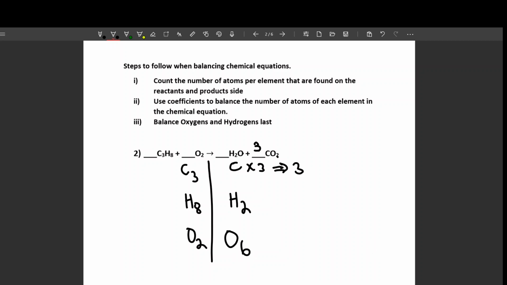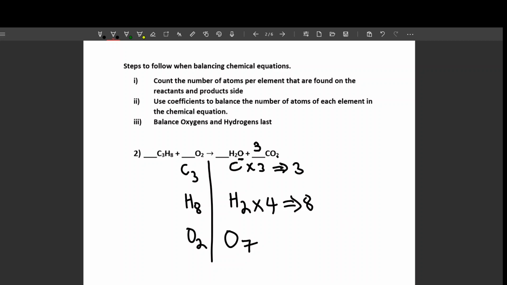3 times 2 is 6, plus this 1 oxygen there, giving us 7. So we have 7 oxygens. Okay, now we can balance hydrogen. We have 2 here with 8 here. That's simple. We can multiply this 2 by 4. That gives us how much? That gives us 8, right?